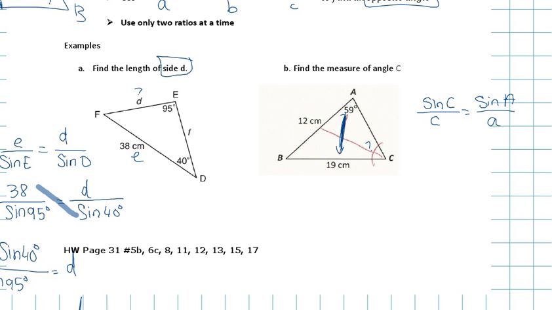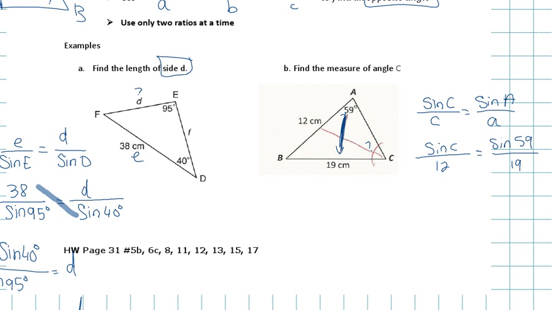Now let's fill in the blank. Do I know what angle C is? No. What's side C? 12. What's angle A? 59. What's side A? 19.9. So to solve for C or sine C, what do I do?